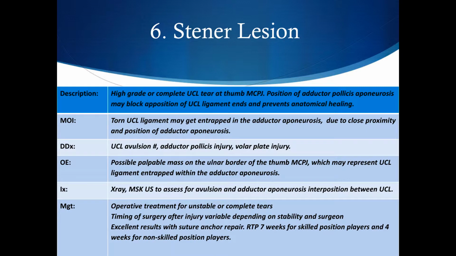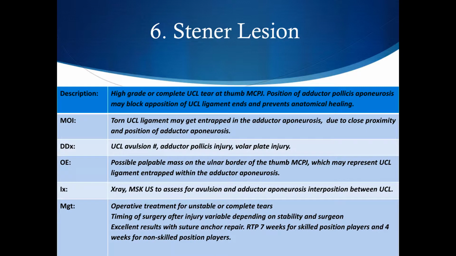There are excellent results with suture anchor repair, and return to play may be possible at 7 weeks for skilled position players and 4 weeks for non-skilled position players. Slide 13 provides an image for the mechanism of injury for UCL sprain, and slide 15 provides graphic detail for adductor aponeurosis interposition between the two ends of the UCL ligament.